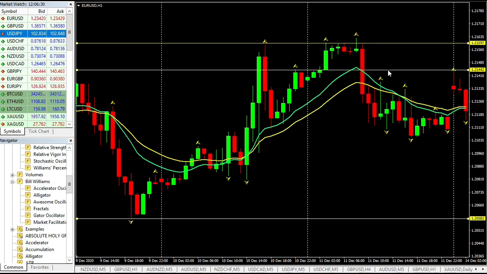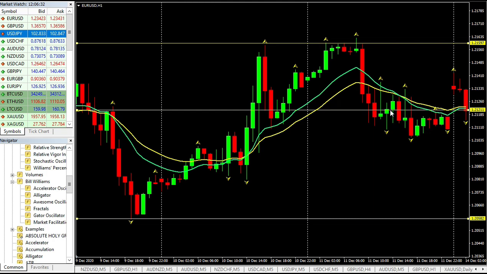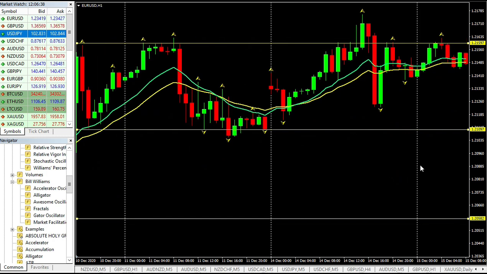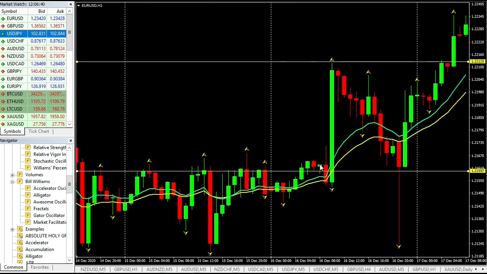And this is how you trade the fractals. Then the market comes down, you are here again. So this is a very easy way, and most of the time you make profits. Sometimes you make losses as well, but at the end of the day you are in profit. So this is a very good system.